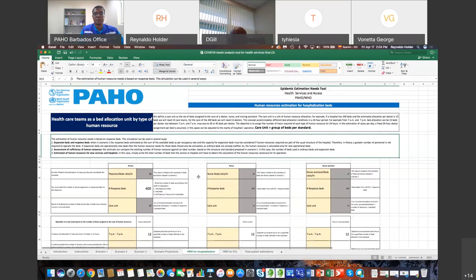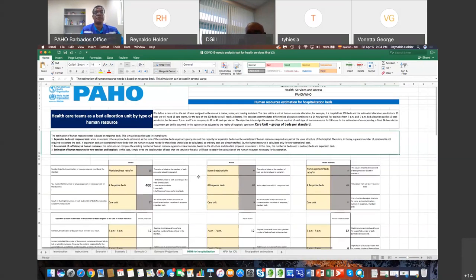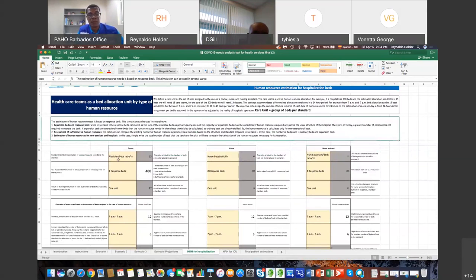However, as I said before, this can be adjusted to the reality of each hospital or each country. What the tool does is calculate the physician-to-bed ratio per hour: how many beds a physician would see in a shift. And for this case, it was established that each physician is responsible for 15 beds in a shift.